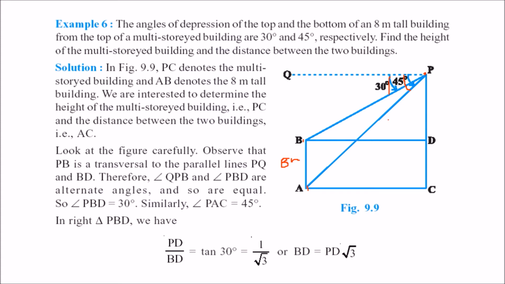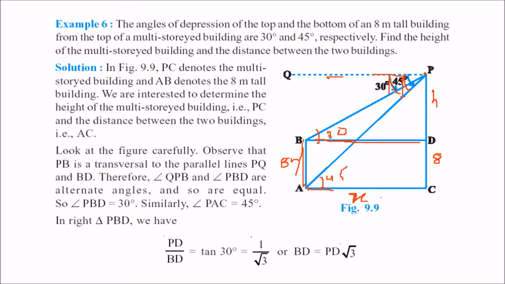So this is 8 meter tall. This is again 8 meter. If you make a parallel line, this is 8 meter. Let us take this as h, and this as d or x. Anything you can take, x we can take. Now these two are parallel lines. If this is 30, this is going to be 30. These are transversals. This is 45 degrees. These two are parallel, so this is 45.